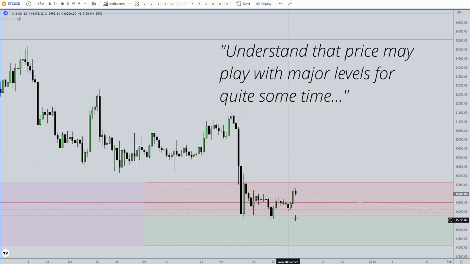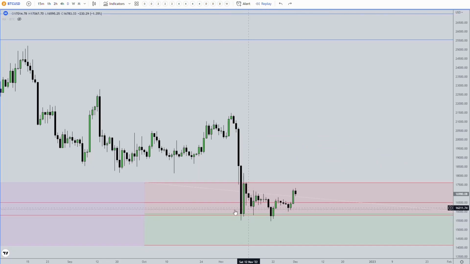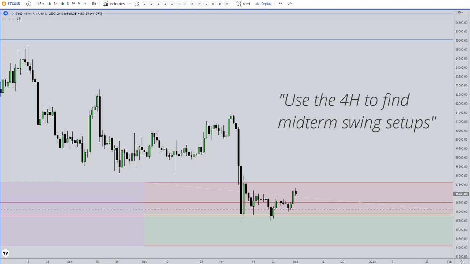Looking at price action in November on the daily chart, we realized that we didn't just interact with our major levels of interest once, but several times. Here on the 9th and 10th of November, again on the 14th, and again on the 21st and 22nd of November. For really actionable setups, you want to move down to a lower time frame.